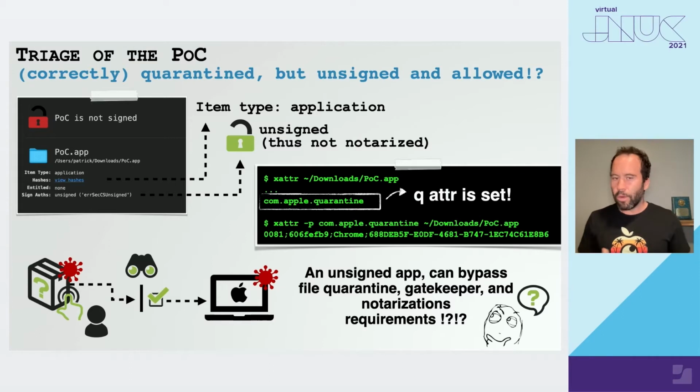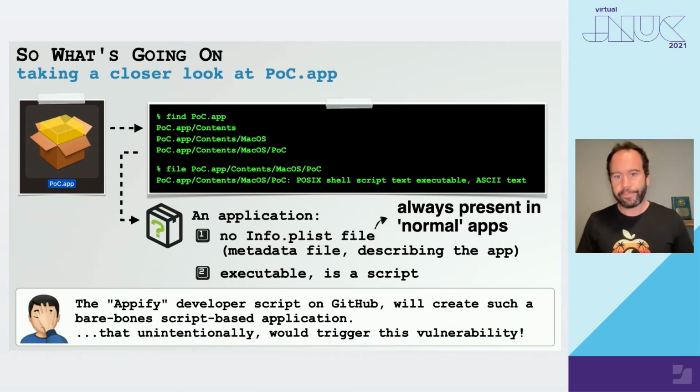So what does this mean? Well, this means we have an unsigned application that's not notarized, that is correctly identified from the internet, but is somehow able to bypass file quarantine, Gatekeeper, and all the notarization checks, and is allowed to run with no pop-ups, no alerts, and is not blocked by the operating system. Again, this is really less than ideal.